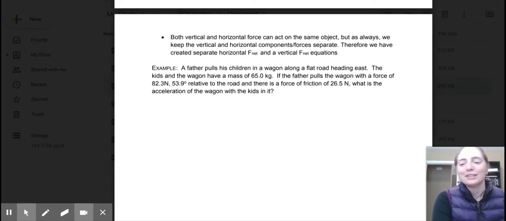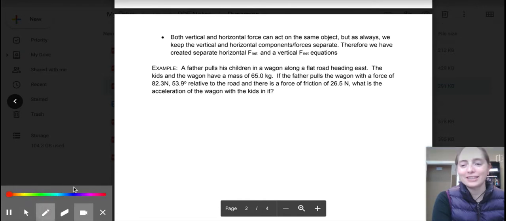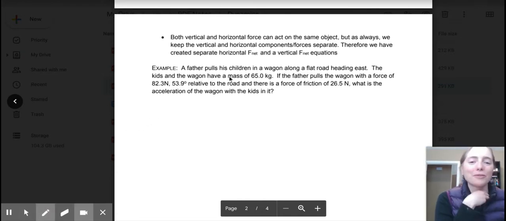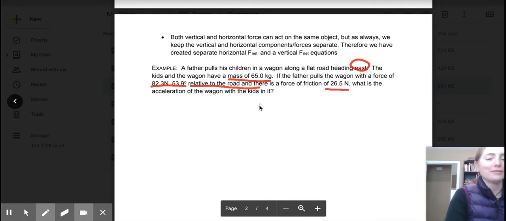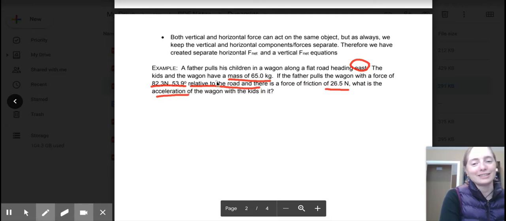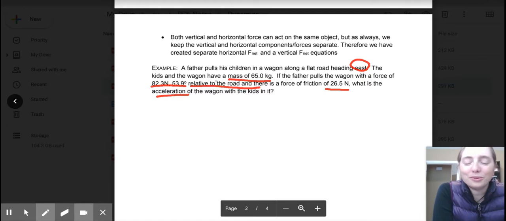All right. So let's look at the question. A father pulls his children in a wagon along a flat road heading east. The kids in the wagon have a mass of 65 kilograms, and the father pulls the wagon with a force of 82.3 newtons at 53 degrees relative to the road, and there's a force of friction of 26.5 newtons. What is the acceleration of the wagon with the kids on it? All right. So, ladies and gentlemen, let's begin.